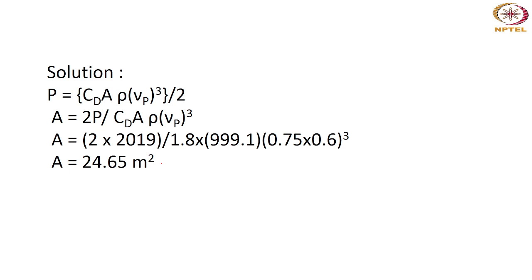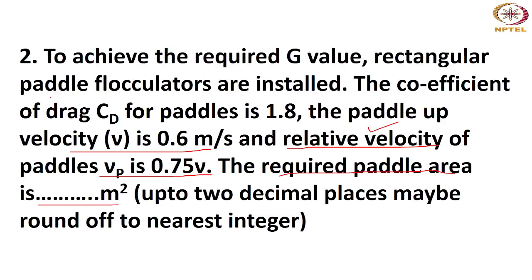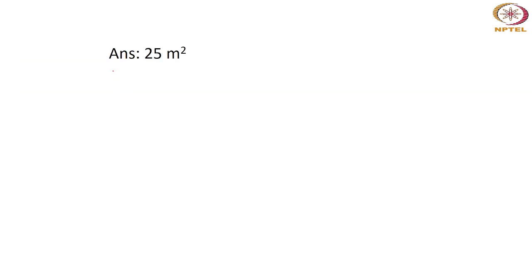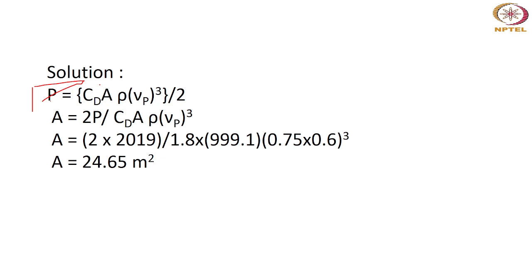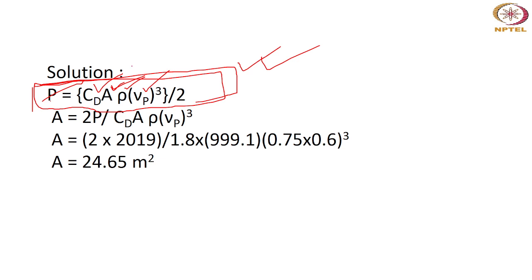Okay. So the answer will be 25 meter square. This is how we'll solve. This is another representation of the power, which we already did here. The same thing we are calculating with respect to the actual flocculation tank. This is my coefficient of drag, this is my area of the paddles, then the density, and this is the relative velocity. So this is the formula. I hope all of you are aware of this formula. When you go through the notes, you will find this formula. This is also related.